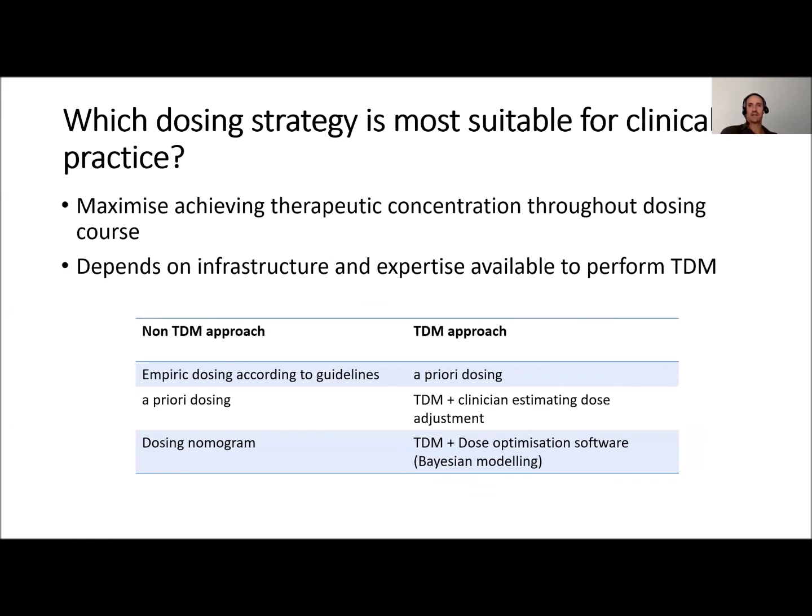If you do have the luxury of TDM, then a priori dosing using dosing software to predict the empiric dosing seems like a reasonable approach. Then moving on to TDM plus the clinician's adjustment of dosing would be an option. And I think the bottom right of using TDM plus dose optimization software, Bayesian modeling, is probably the optimal approach. But as I said previously, the literature to support this in terms of patient outcomes is not available to date.